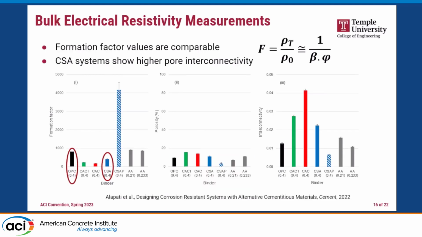So this is work we did with Georgia Tech. On the left side, you are seeing the formation factors, right? We are normalizing with the pore solution resistivity. So you see comparable results between the CSA and OPC when we use the formation factor. And if we want to use this information to get the interconnectivity of pores, that's what you are seeing at the right side, right? We have higher interconnectivity of the pores in the CSA compared to the OPC system, okay?